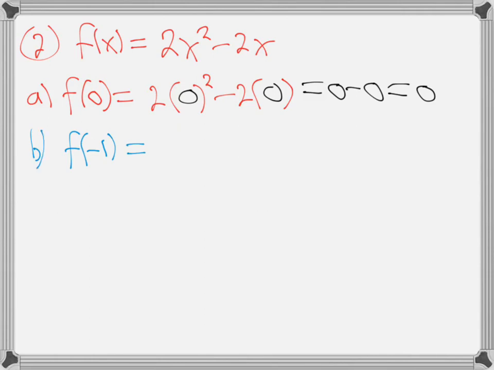So now, same function. Now plug in negative 1. So plug in negative 1. Is that good so far? We see what I'm doing there? How I just put negative 1 in parentheses in the 2 spots where there was an x. So that's what those x's are. They're where you plug things in.